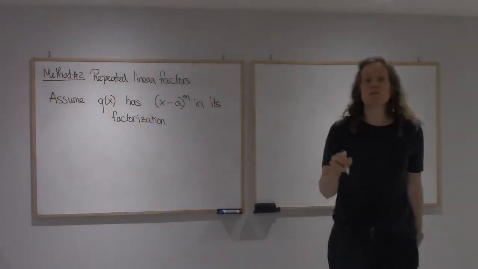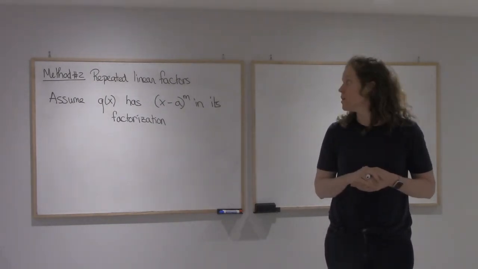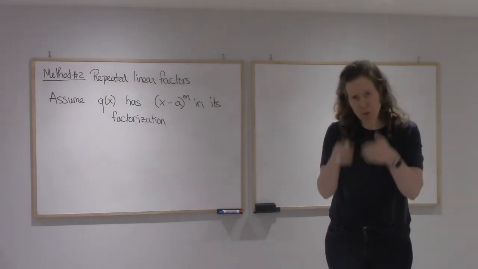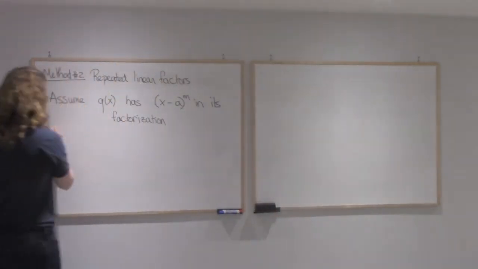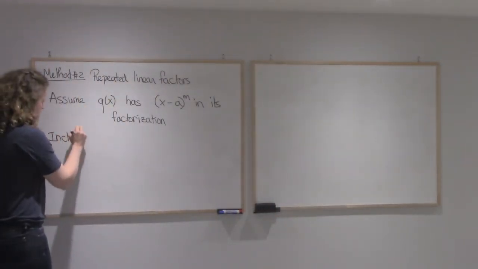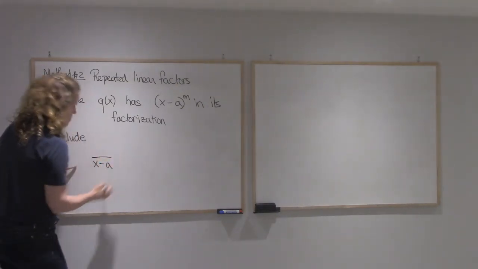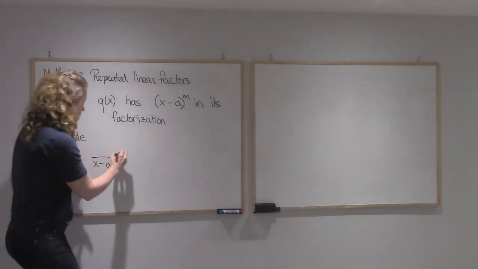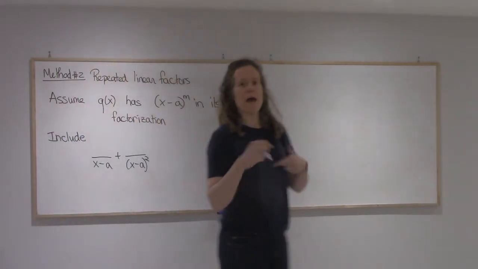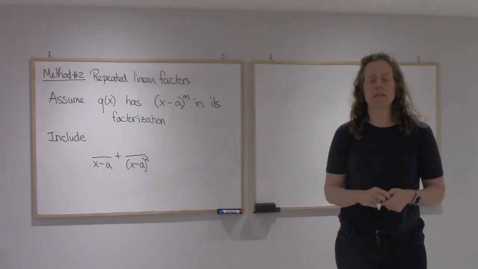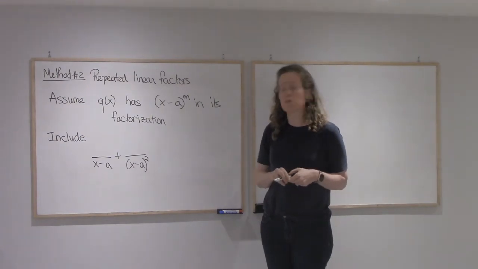If that's the case, when you build your partial fraction decomposition, you're going to have to include more than one term for x minus a. You'll have to include m different terms. I'm going to have one term with x minus a, one term with x minus a squared, and I'll keep increasing the power of x minus a until I reach the power that is in the factorization of q of x.